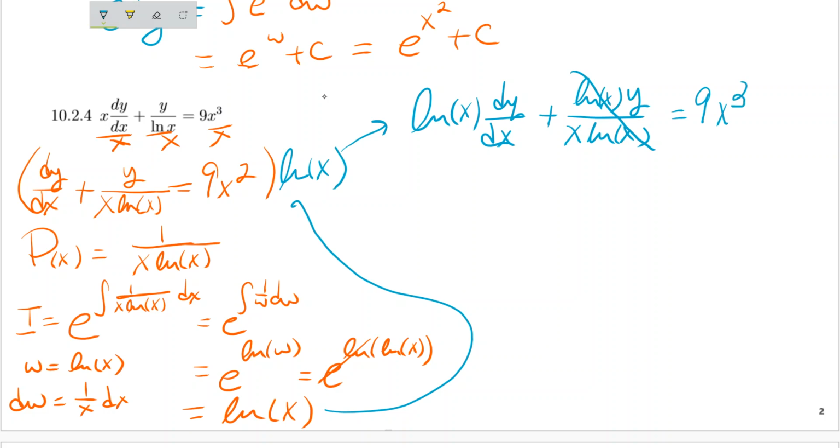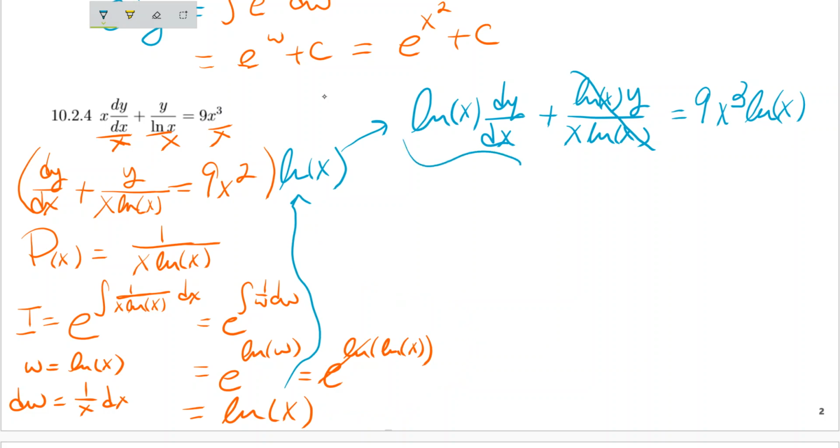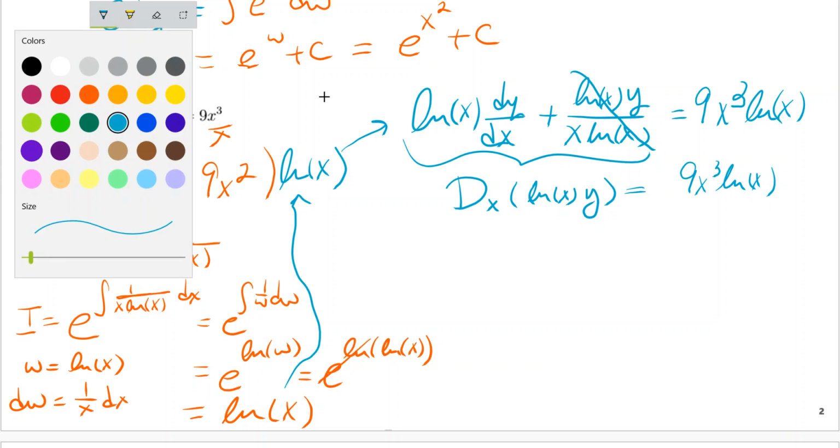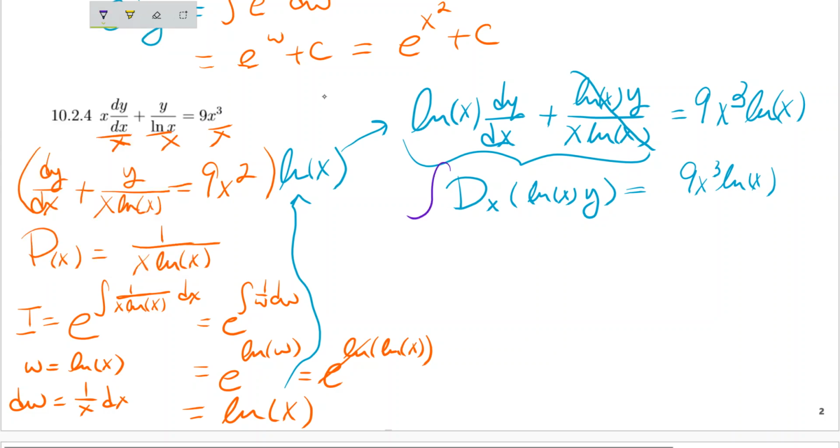9x cubed natural log of x. Might go well. Oh, that one's going to be nice when we integrate it, but we'll have to integrate it by parts. Let me erase this. Cool. So this jazz is our big D. Natural log of x times y equals 9x cubed natural log of x. And then let's integrate. Purple. With respect to x. I'm liking this.